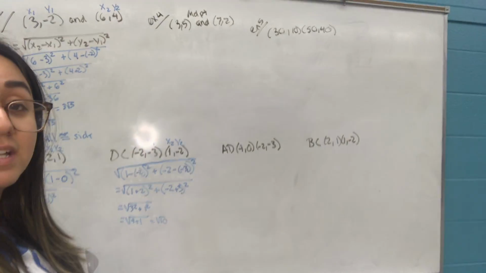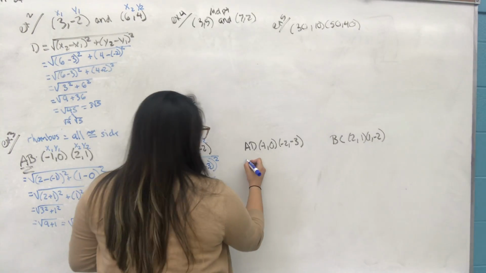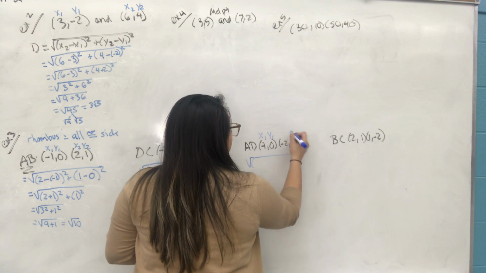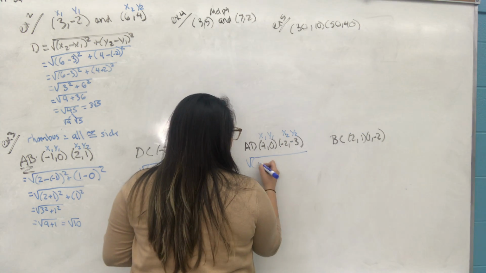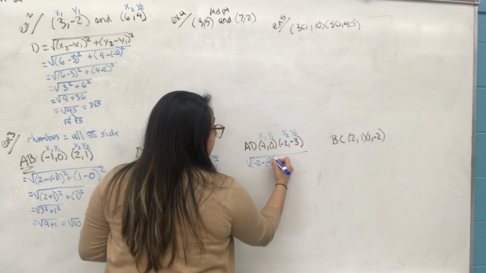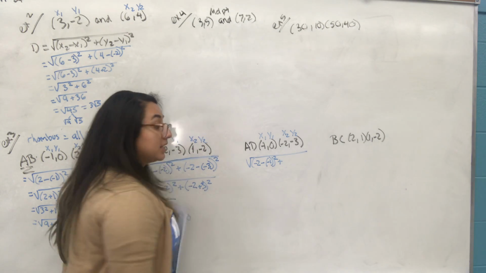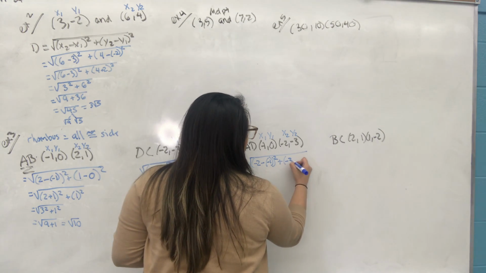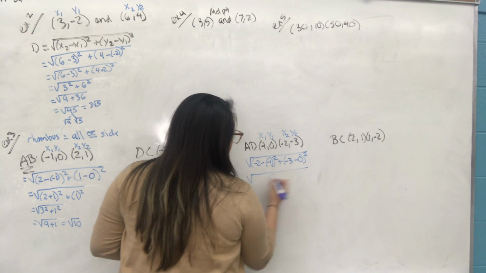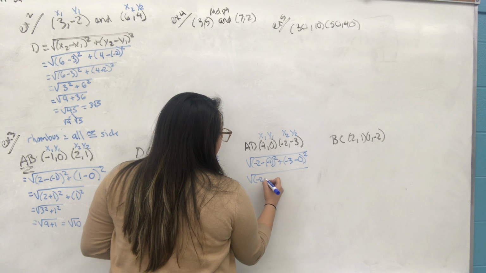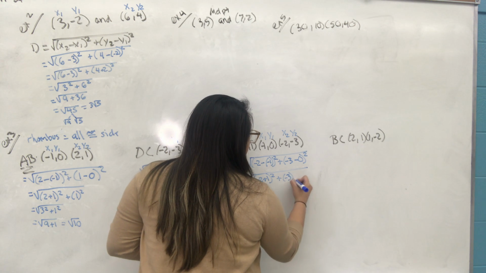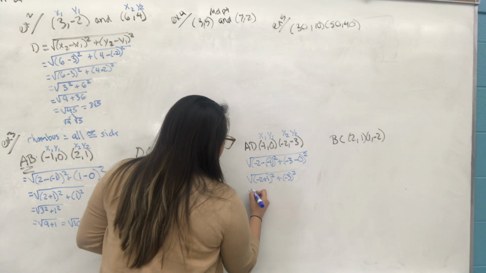Keep on going. Now we have AD. So you can look on your graph from your book to see what the measurement is. My first set, my second set. So x2, negative 2, minus x1, put parentheses around it, squared, plus y2, which is negative 3, minus y1, which is 0, and squared. Keep on going, simplifying step by step. Negative 2, there's 2 negatives, meaning it's positive, squared, plus negative 3 minus 0, it's negative 3 squared. Include those squareds at every step.